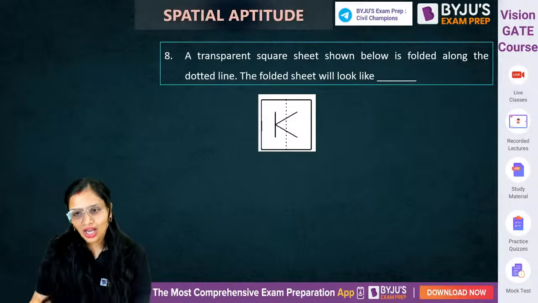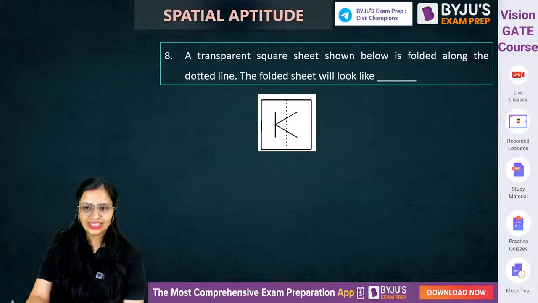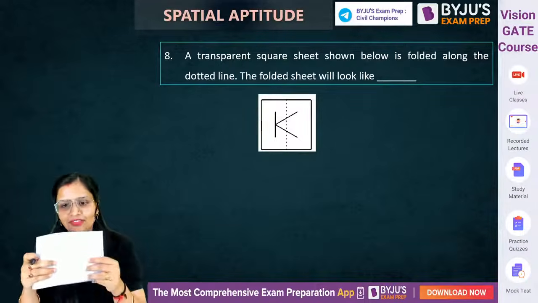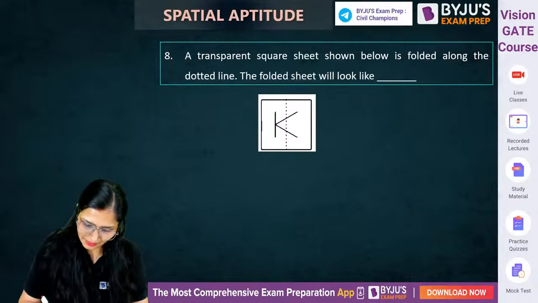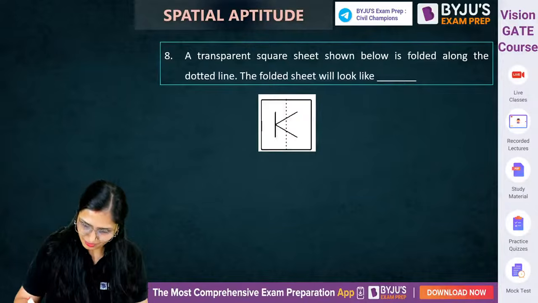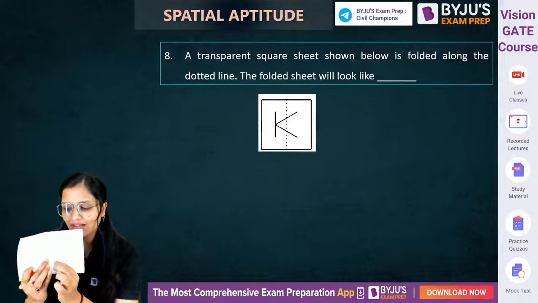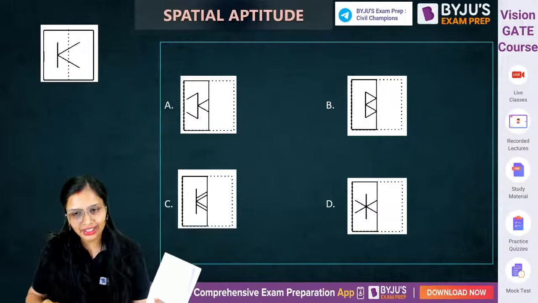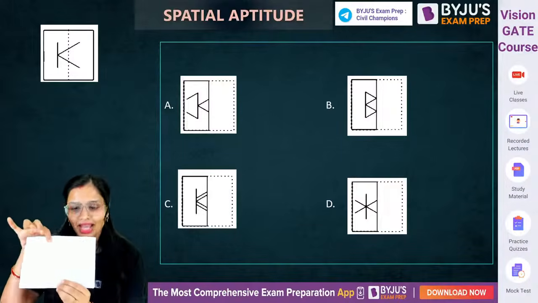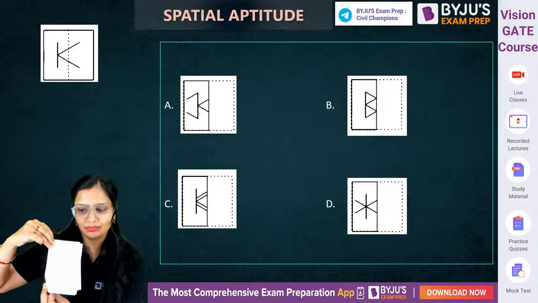Now, a transparent square sheet below is folded along a dotted line. So this K is given to you and it is folded along the dotted line. So if a sheet is there, and let us suppose I draw K, and I'm folding along the dotted line, what will be the shape I will get? Check it out. What will be the resultant shape, guys?